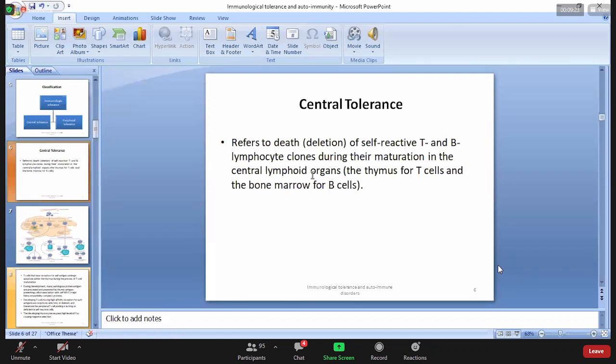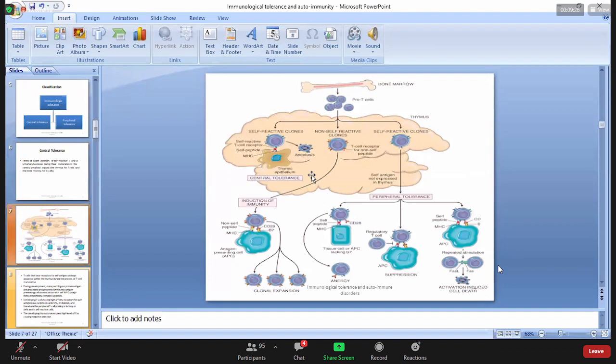Then we have this pictorial that you're looking at there. We're looking at the bone marrow. So in the bone marrow, you have these pro-T cells, so the progenitor T cells. Now we sometimes have these self-reactive clones. So destruction of these self-reactive clones is what we call central tolerance. Because if you do not kill these self-reactive T cells, if these clones proliferate and they go into your peripheral tissues, then you end up getting autoimmune conditions.